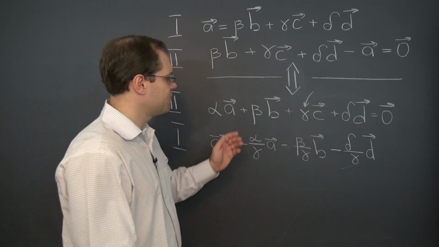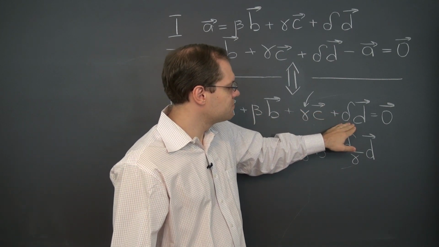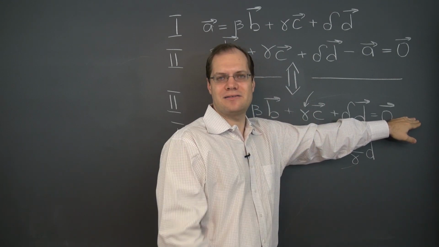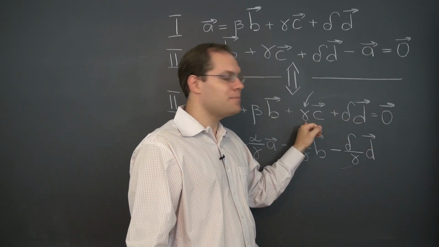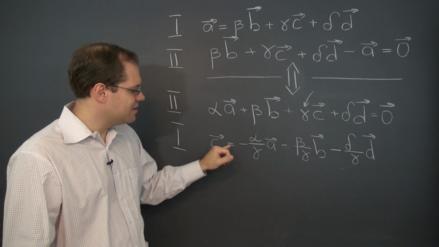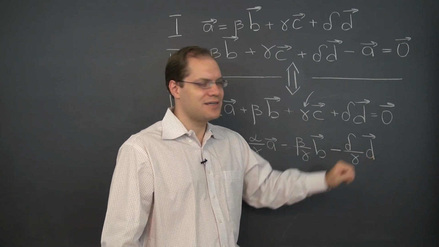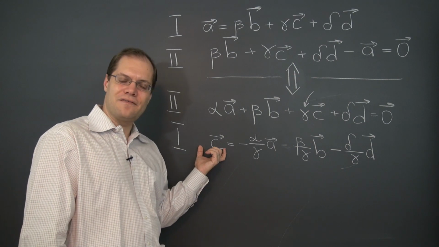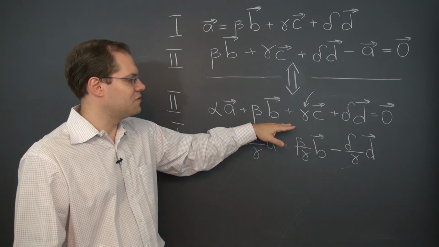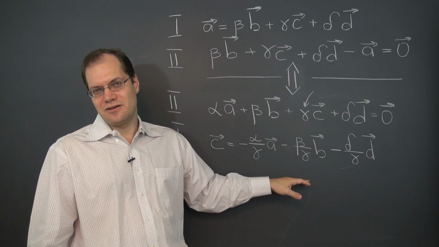So if it's gamma, then we can quote-unquote solve for C by moving the other three terms to the right-hand side with a minus sign, and then we'll have gamma C equals minus all of those terms. And then because gamma is not zero, we can divide both sides by gamma, and we'll get that C equals minus alpha over gamma A, minus beta over gamma B, and minus delta over gamma D. So we once again have one of the vectors as a linear combination of the rest. So if there exists a non-trivial linear combination that equals zero, then one of the vectors can be expressed as a linear combination of the rest.